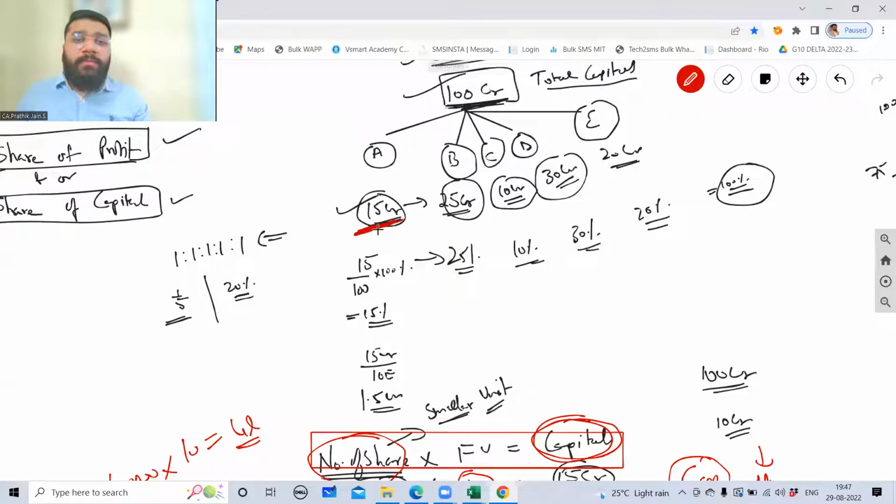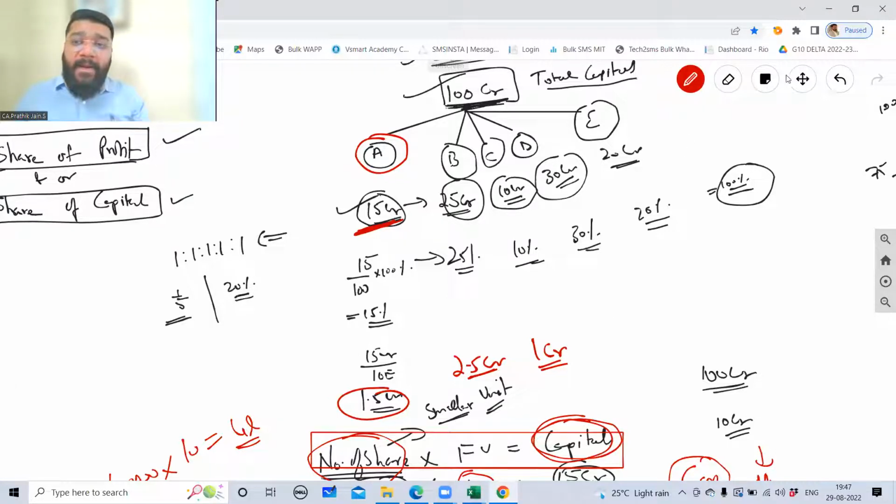This 15 crore, 15 crores is total capital. If I want to know how much A has purchased, this 15 crore I'll divide with the face value. For example, A is investing 1.5 crore shares. For B, 2.5 crore shares. Here it is 1. 10 crore divided by 10 is 1 crore shares. Like that, you keep on going.